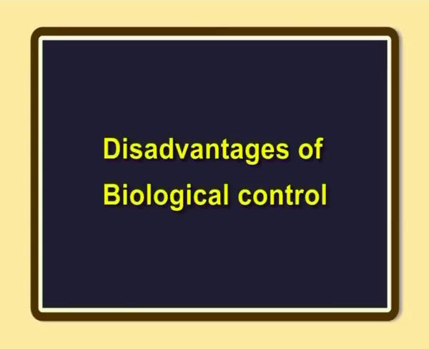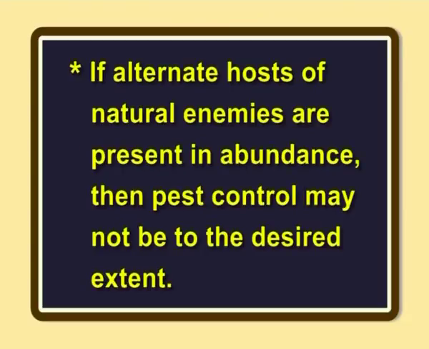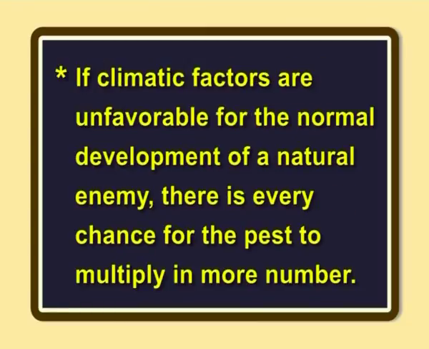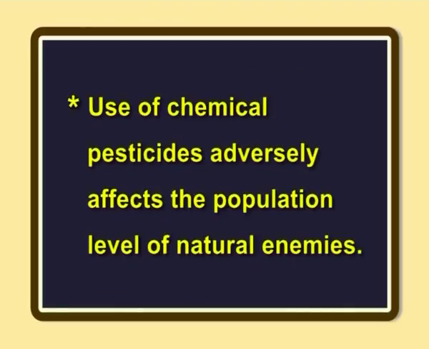Disadvantages of biological control: it is a slow process and takes a long time. If alternate hosts of natural enemies are present in abundance, then pest control may not be to the desired extent. If climatic factors are unfavorable for the normal development of a natural enemy, there is every chance for the pest to multiply in more number. If the natural enemy is attacked by any hyperparasites in the locality, progress of the natural enemy will be adversely affected. Use of chemical pesticides adversely affects the population level of natural enemies.